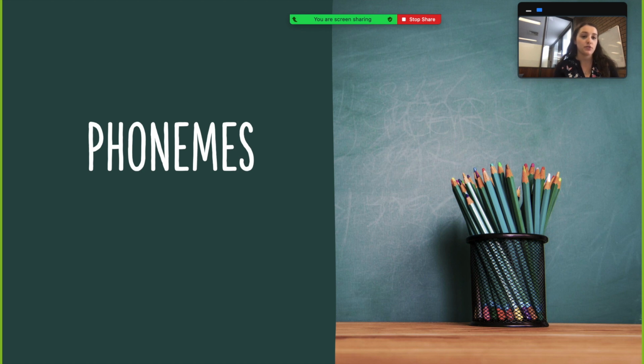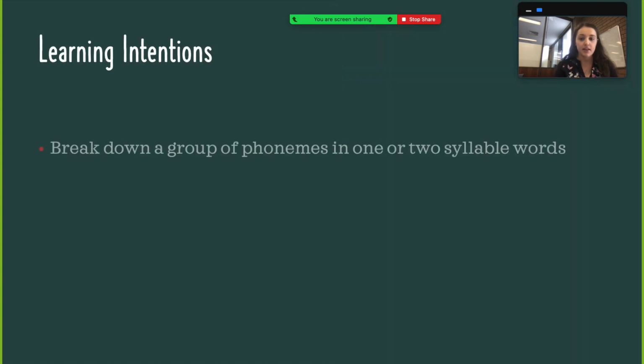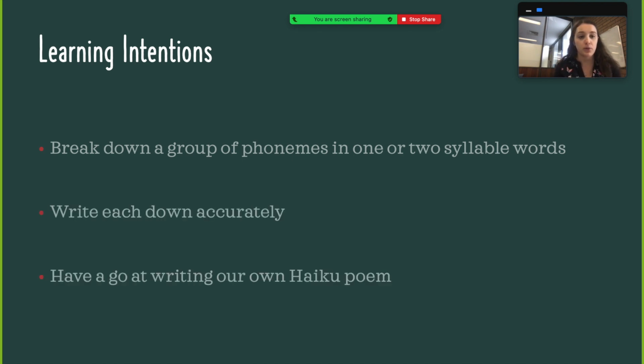Today we're going to focus on writing, in particular spelling and sounding out letters. Today we will be looking at the writing convention of spelling and focusing on phonemes. So today's learning intentions is we're going to practice breaking down a group of phonemes into 1 or 2 syllable words, and secondly we'll then write them down accurately. And we're also going to have a go at looking at haiku poetry, which we've been previously looking at. We're going to build on those skills today.